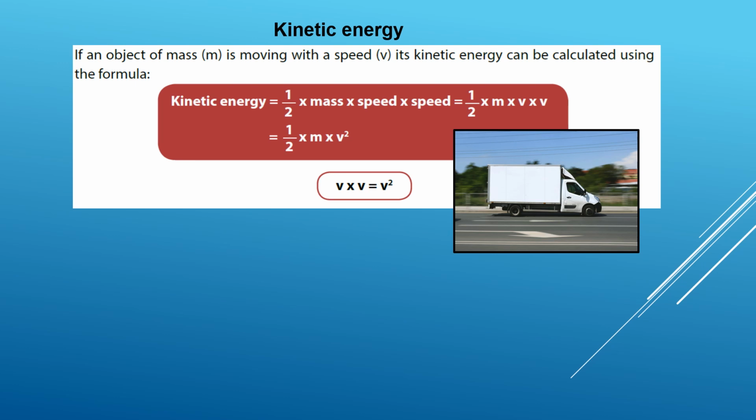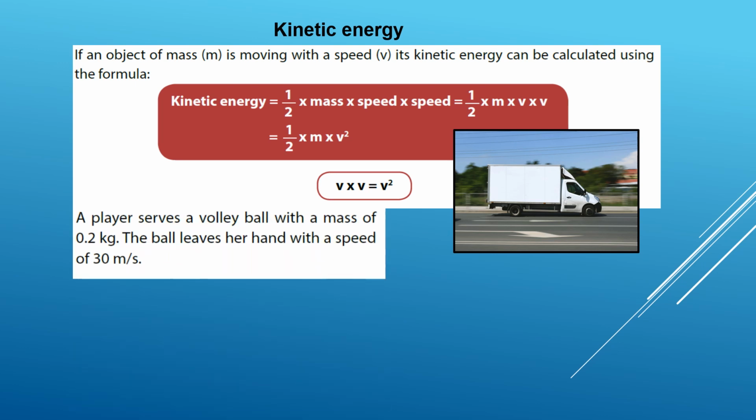Now let us see what is kinetic energy. We have an object of mass m, which is moving with a speed v. Then its kinetic energy is calculated using the formula: kinetic energy is equal to half times the mass times the speed squared. So consider the truck, which has a mass m and which is moving with a velocity v. So we get its kinetic energy as half m v squared.